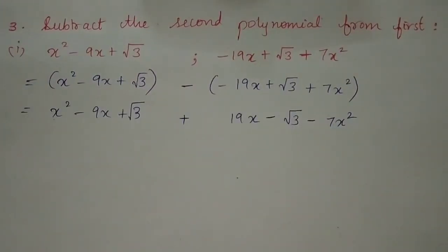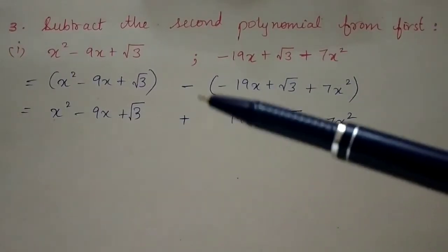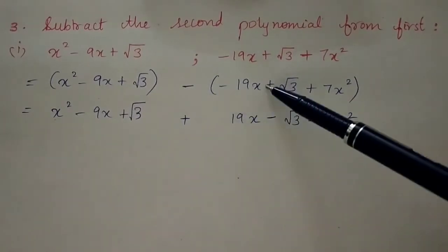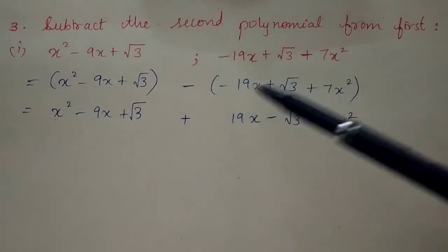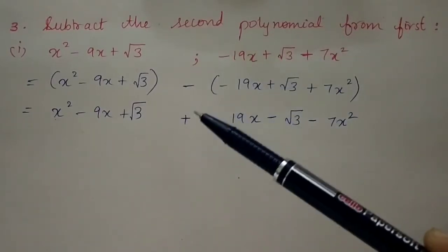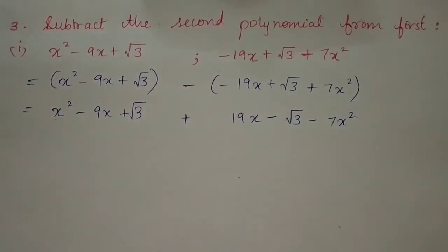So let me write it down. As you can see, this became x square minus 9x plus root 3 as it is. This minus into minus became plus, minus into plus became minus, and minus into plus became minus. So in short, because of this minus sign, this minus became plus, this plus became minus, and this plus became minus. Now the next step will be writing it in a proper order.